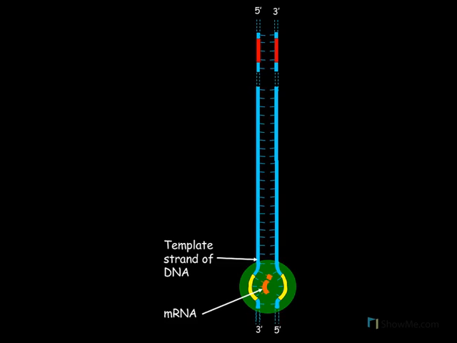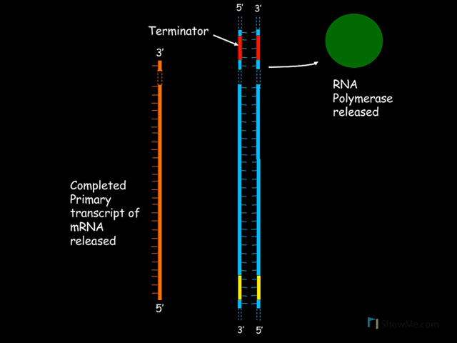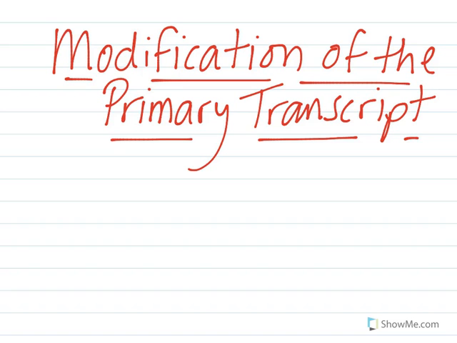The hydrogen bonds between the bases of the DNA helix begin to weaken, and the double helix opens up, and RNA polymerase begins transcription, and it works its way along the gene, adding nucleotides to the 3' end of the growing mRNA strand. This strand of mRNA being produced is known as the primary mRNA transcript. Once the terminator region is reached, the RNA polymerase is released, and we have a completed primary transcript of mRNA.